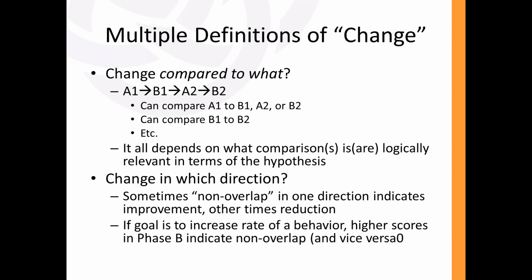So, okay, that being said, I kept alluding to this idea, what are we talking about? We can use different kinds of phases and compare them to each other. There are multiple definitions that you could use. So first of all, in a reversal design, you can have multiple reversals. I have A, B, A, B, so I'm just labeling them A1, B1, A2, B2 in order of time, right? That's what those arrows represent. So you can compare A1 to B1, or A2 to B2, or B1 to B2. It really depends on what comparisons are logically relevant in terms of your hypothesis.